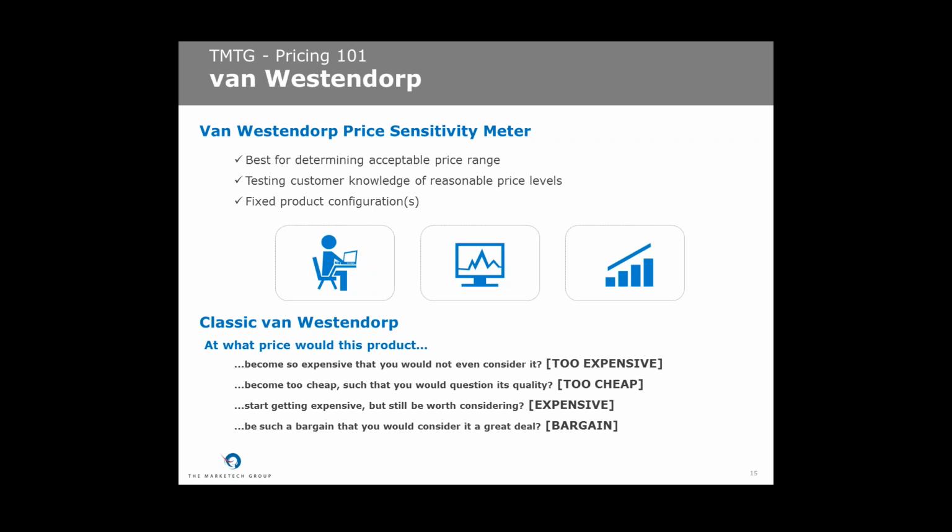Again, it's limited to fixed product configurations, so you can't modify your product. You have to ask about a specific product. And the questions in a classic von Westendorp are, at what price does this product or service become so expensive that you wouldn't even consider it? When is it so cheap that you'd question its quality? You just don't believe that it can deliver on the promise. When is it starting to get expensive, but still worth considering? And when is it a bargain?